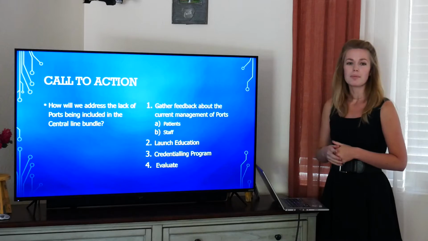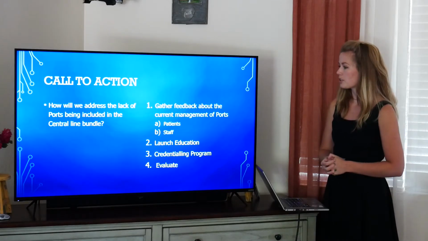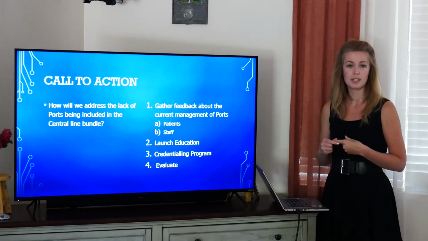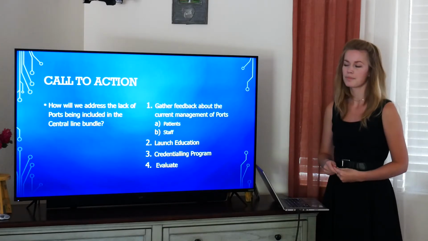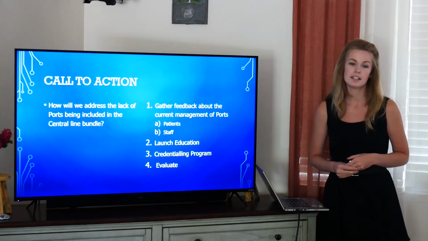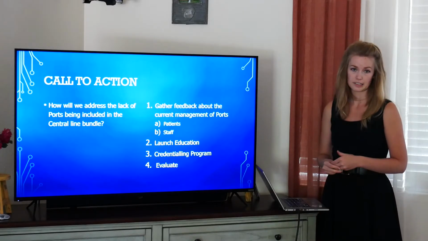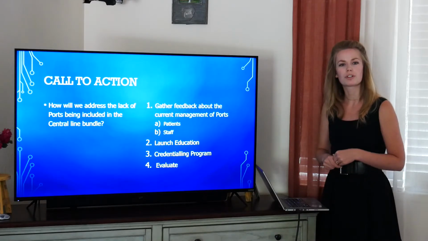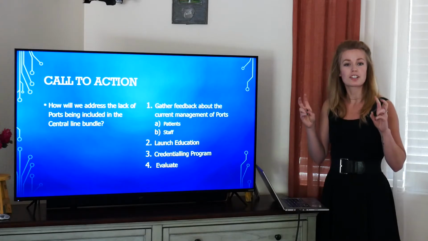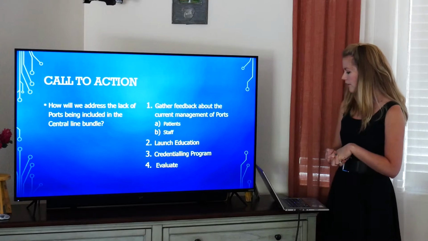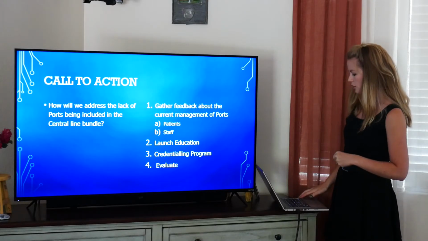There are going to be 4 steps that we're going to follow in order to accomplish this. The first is to gather feedback about the current management of ports from both staff members and from patients alike. Then we're going to launch an education plan for the vascular access team because they need to have proper education in handling ports. Third, once they have finished their education, they will go through a credentialing program which involves being checked off and being approved to do this. And last but not least, we will evaluate the effectiveness of this education.